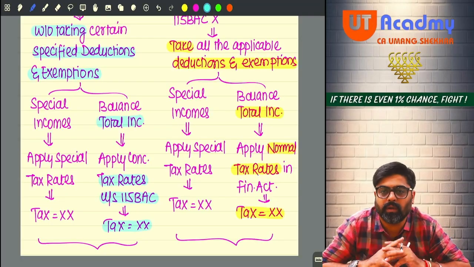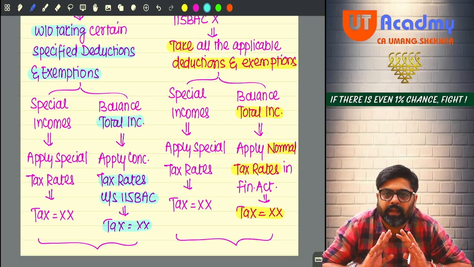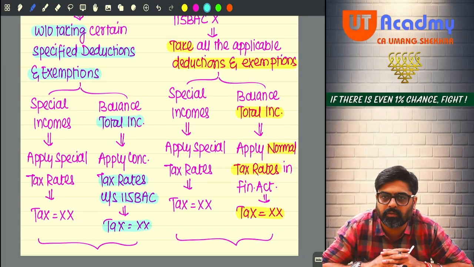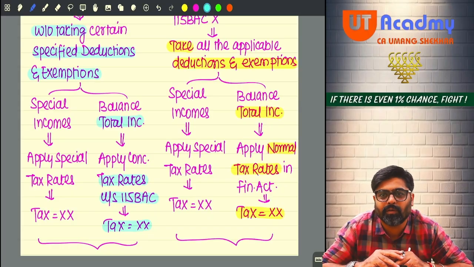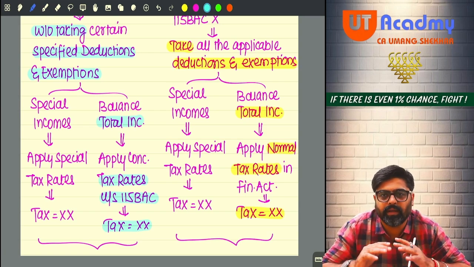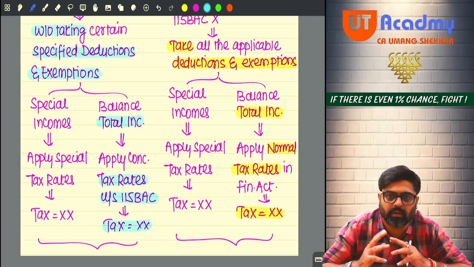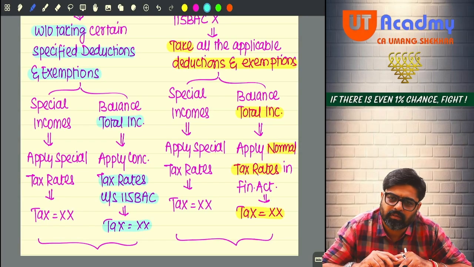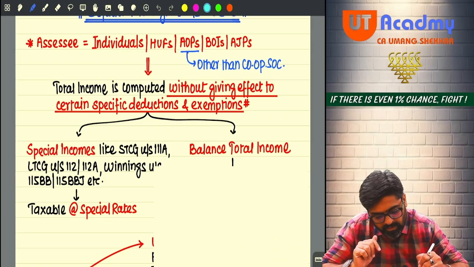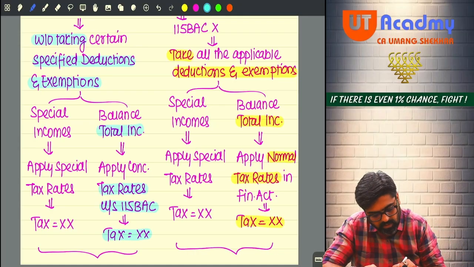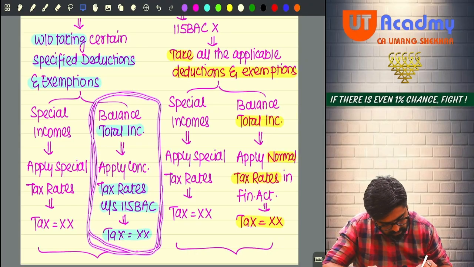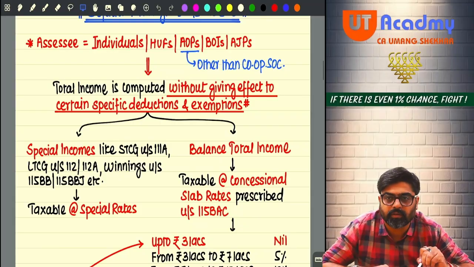Now what are the normal tax rates? Have I explained to you what the normal tax rates are? In the very first chapter only, we have studied the normal tax rates. What are the special tax rates? We all know. LTCG how much tax rate, STCG how much tax rate, and winnings income how much tax rate. We all know that also. Do you know the 115BAC rates? Yes, we have been doing that only. So what are the 115BAC rates? Come on, the tax rates which are going to apply here, on this balance total income. What are these tax rates?